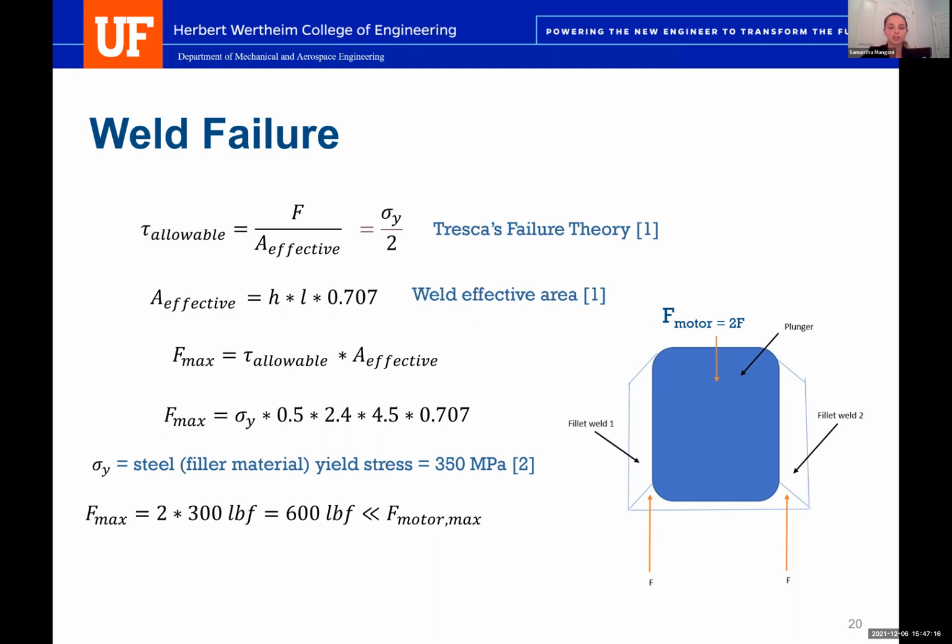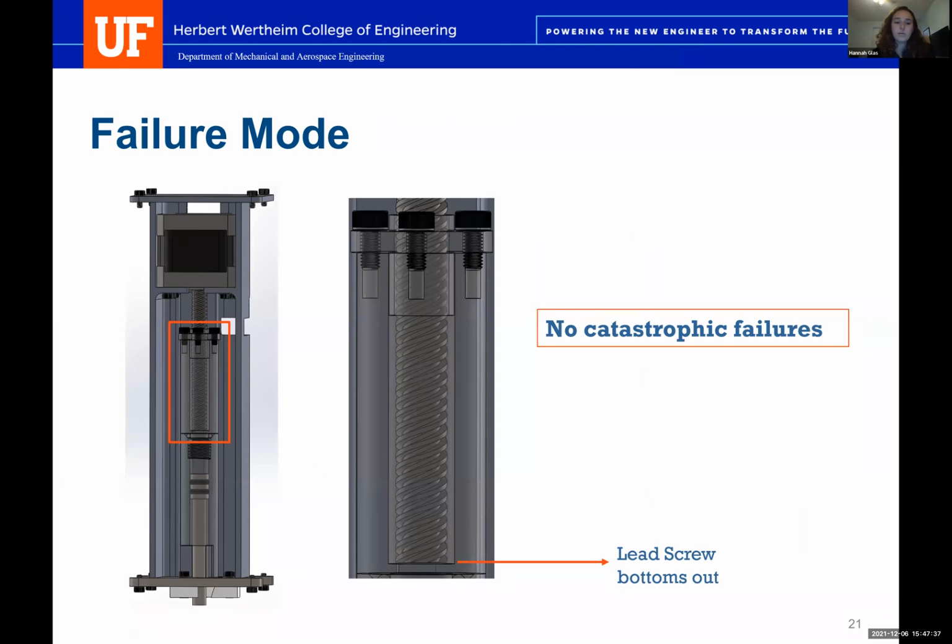The maximum force was found just by multiplying that shear stress by the effective area, and it was determined that the maximum force on the weld was about 600 pounds of force, which is much, much greater than the maximum force of the motor. Thus, we wouldn't see any kind of failure from the weld. So overall, we determined that our failure mode definitely is not catastrophic, and what will happen is simply that the lead screw will bottom out and the system will stop moving.